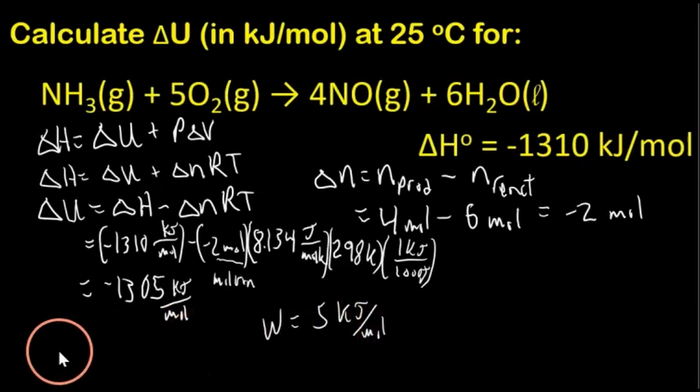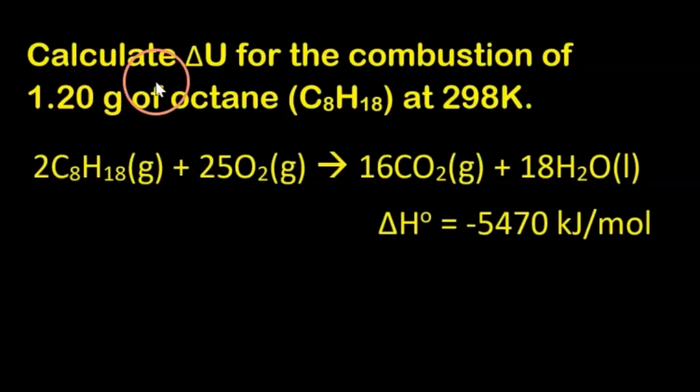Okay, hot dog. All right, for our last exam problem, and this is a harder exam problem, we want to calculate the change in internal energy for the combustion of 1.20 grams of octane, which is C8H18 at 298 Kelvin. Okay, so we're given a balanced chemical equation, and we have the enthalpy change for the reaction. This is the standard enthalpy change, or the enthalpy change of combustion, the heat of combustion for this reaction, all of that's the same stuff, under 1 bar is negative 5,470 kilojoules per mole.